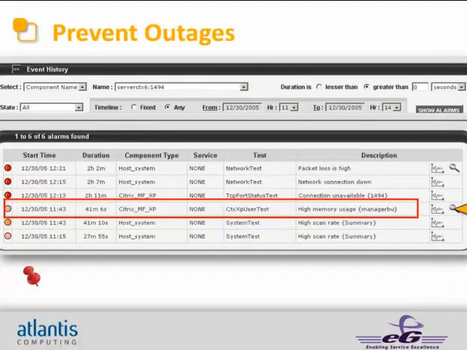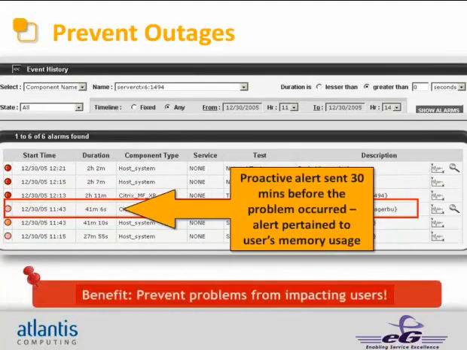But if you look more closely, you can see that about 30 minutes earlier, there was an event that was raised that said there was a memory usage issue. A particular user was consuming too much memory on that system, and all the processes and applications he was running was actually leaking memory, and it was creating a non-normal condition in the system. So you had a 30-minute warning before the system actually went down.